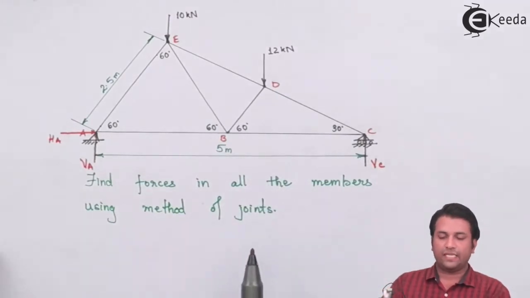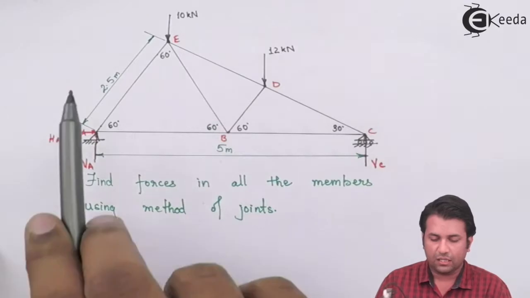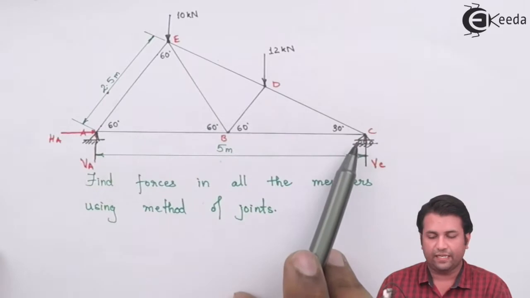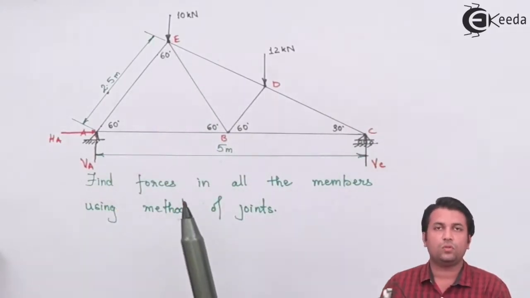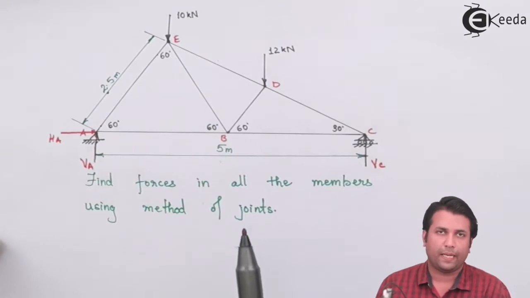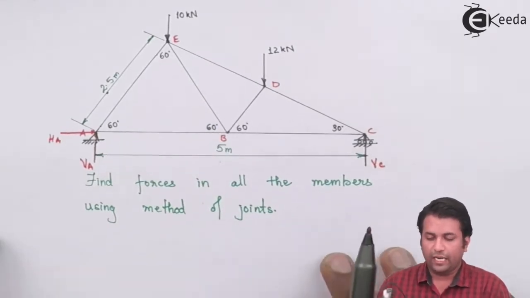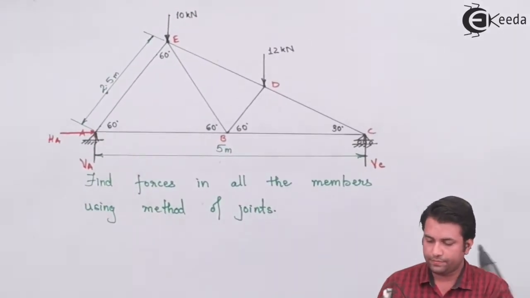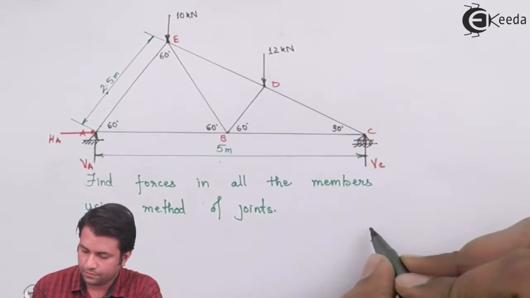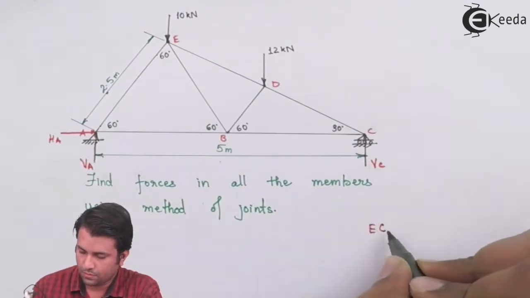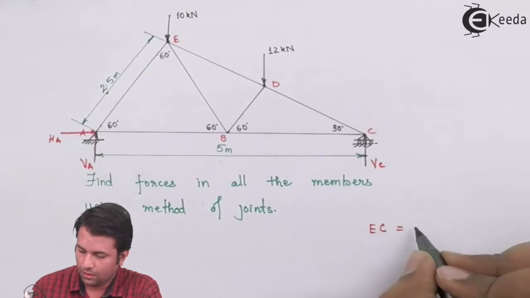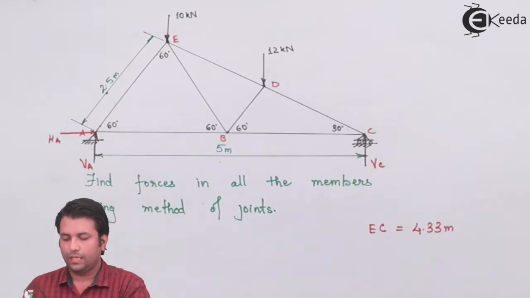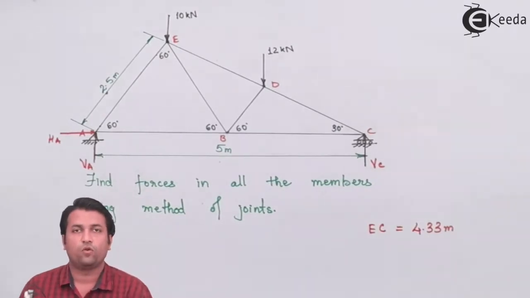Now by geometry, you can see that since this is 5 meters, this happens to be 2.5 meters, I need to find out the length of EC. Now to find out the length of EC, I can use trigonometric ratios or the Pythagoras theorem. Now if I do that, I can find out the length EC. I'll just write it over here. EC by calculation, I'm getting it as 4.33 meters.